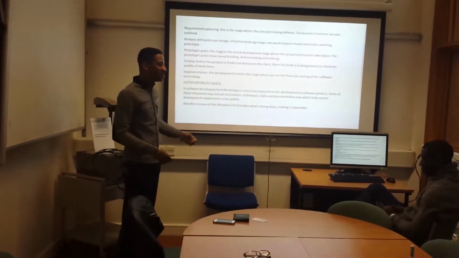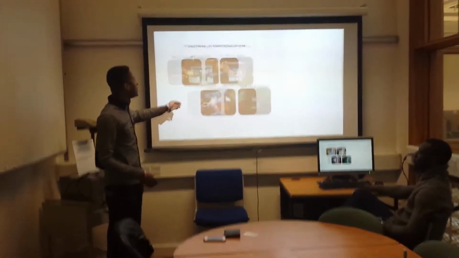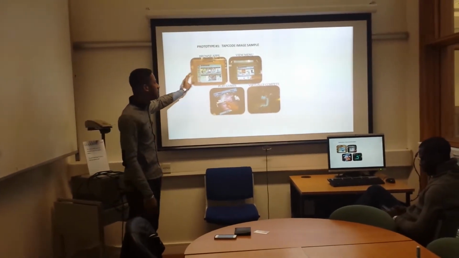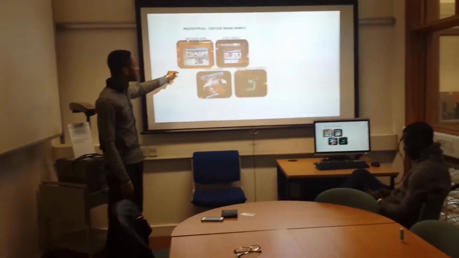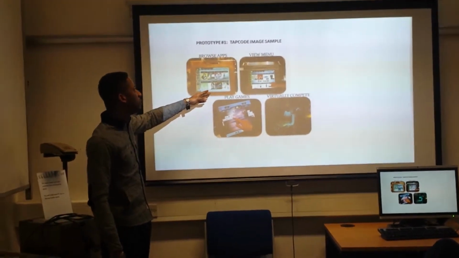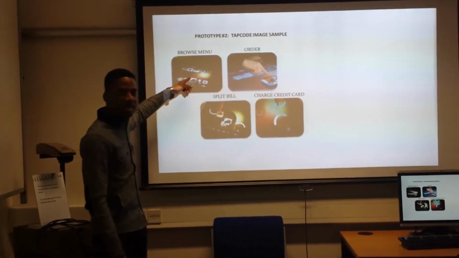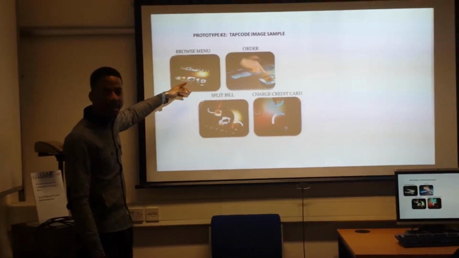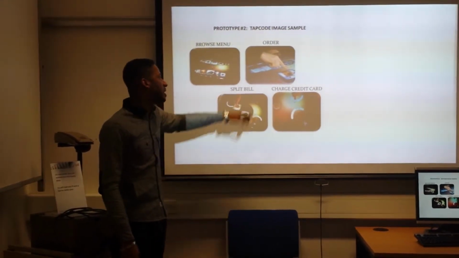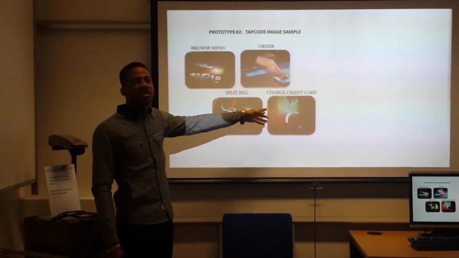So my brother, can you please go back? Let's see some benefits of using this. As we can see here, this is a prototype of how the end product is going to look. This is what the customers will use to browse the menu. Let's just see the menu. Here we can see customers browsing the menu. They can select the food that they want, place their orders, split the bill between whoever is going to pay, and pay through credit card.